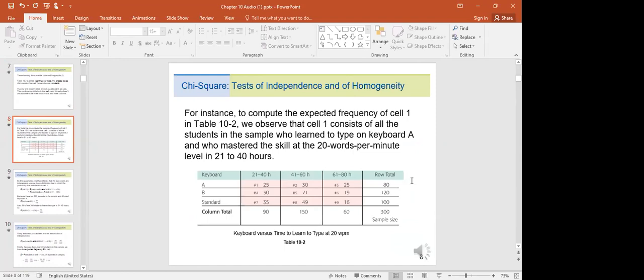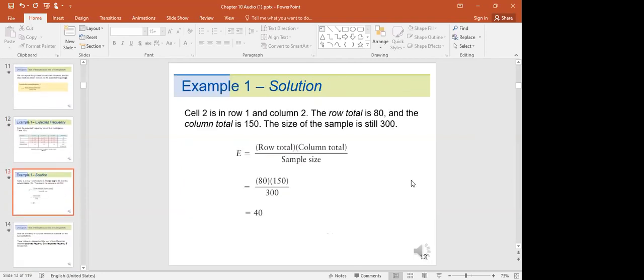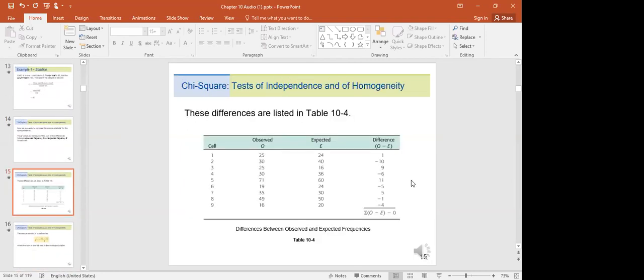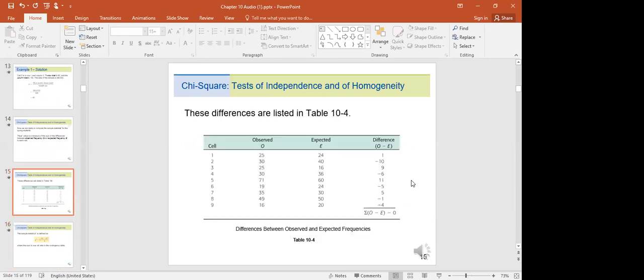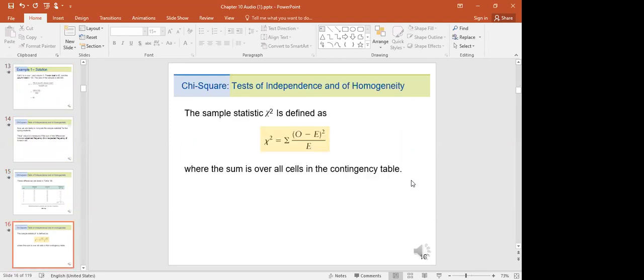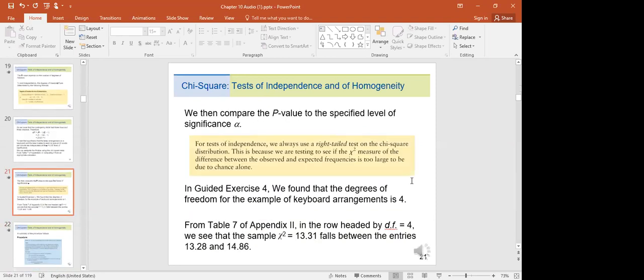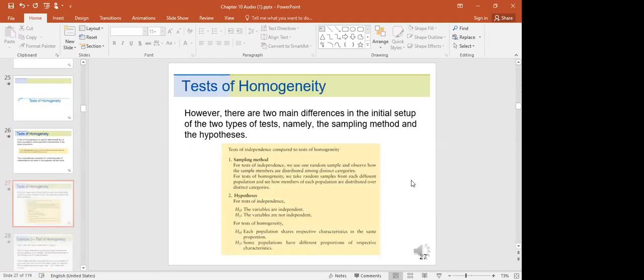So this test led us to rejecting the null hypothesis, which was actually the claim. The claim was keyboard and learning time are independent. So we reject it, and we will now say there is enough evidence to reject the claim that keyboard and learning time are independent. Is that okay? Yes. Okay, we will do another example.